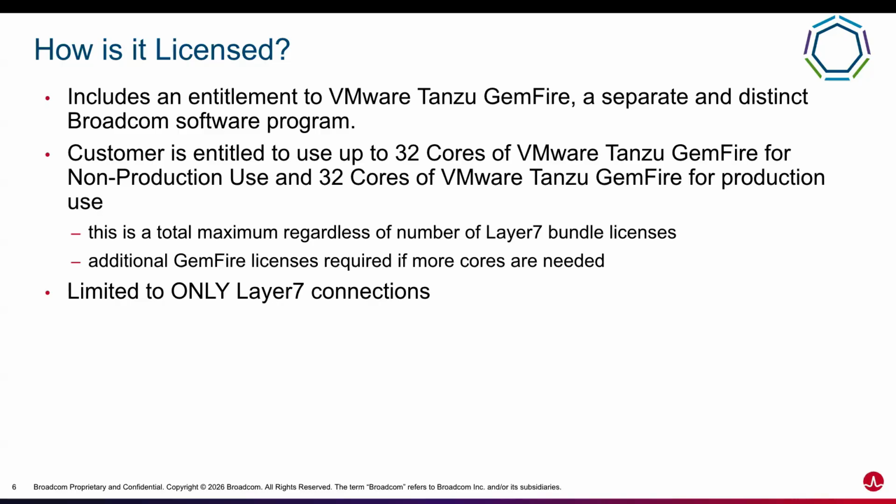Additional Gemfire licenses are required if more cores are needed. And along with these 64 cores, you're limited to only Layer 7 connections. Any third-party applications would have to integrate through Layer 7 to take advantage of Gemfire's quick capabilities. This can be removed if you purchase additional licenses, and your account team will be more than happy to help you with that.